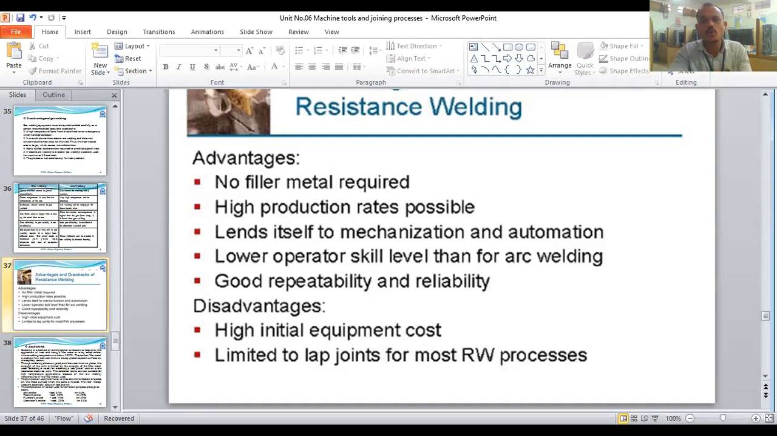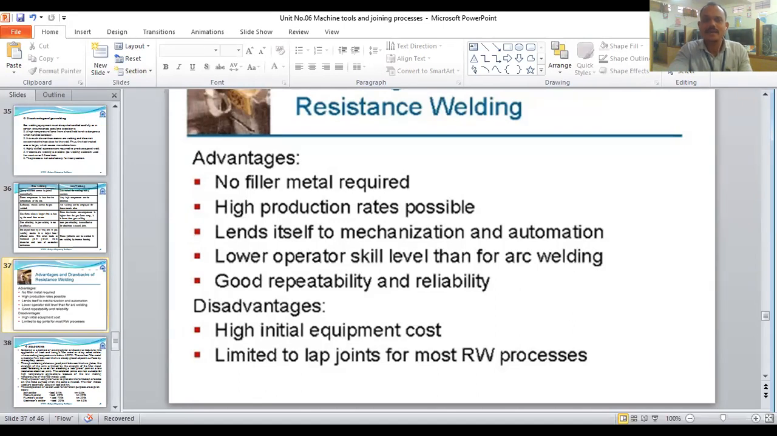Lower operator skill level than for arc welding. Here a very less skilled person is required. If you observe it, and one or two times somebody tells you how to perform this operation of resistance welding, you can do it very easily.